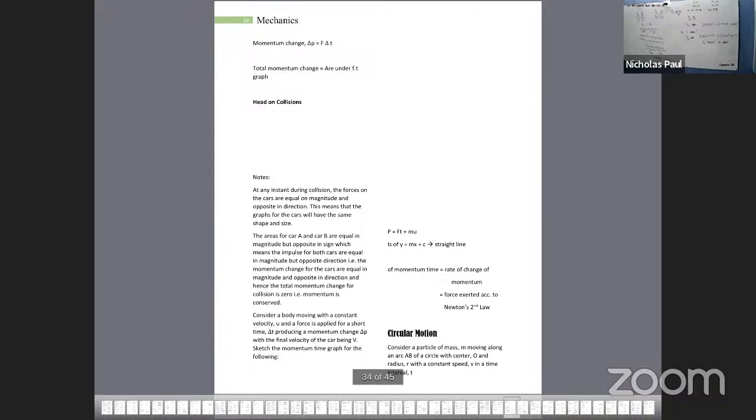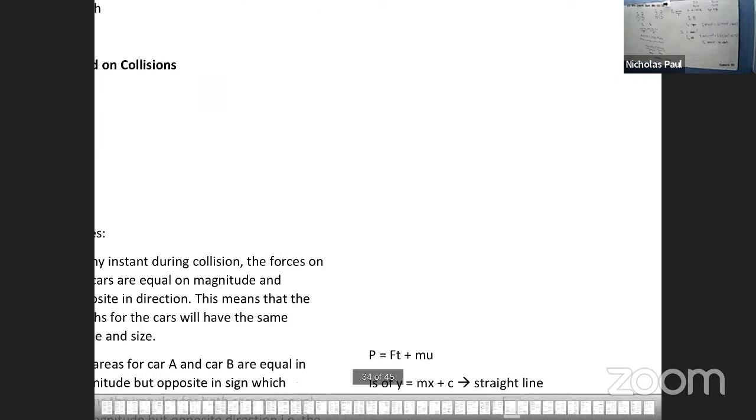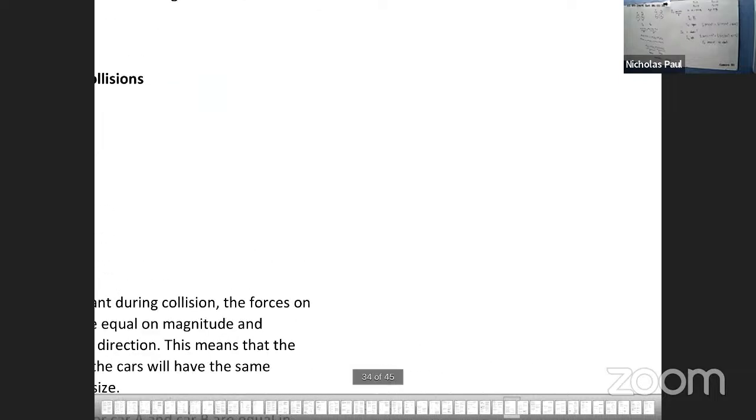Alright, so what will happen? When the airbag deploys, it increases your time in contact with the collision. So the airbag will be in contact with you, and it increases the time that you are in collision for. Therefore, a small force will be acting on you during that change in momentum.